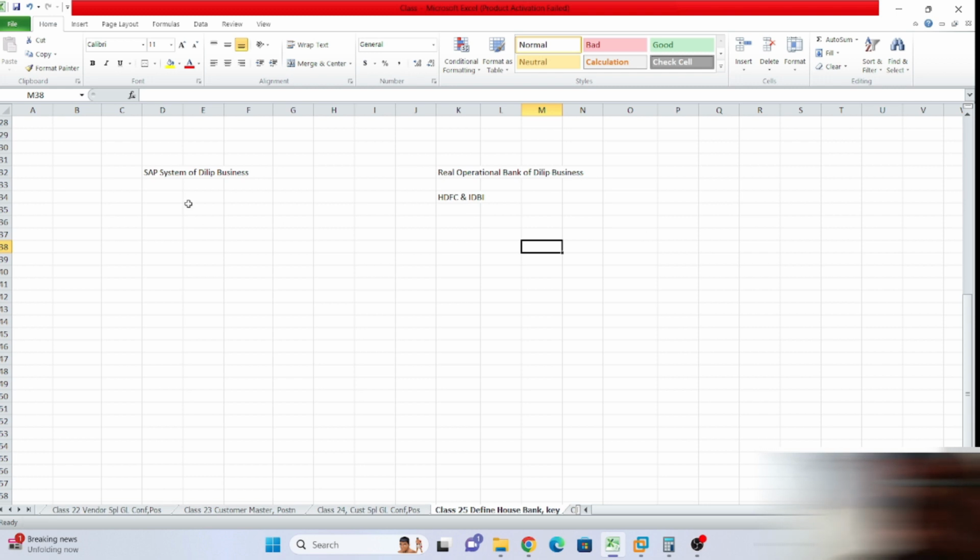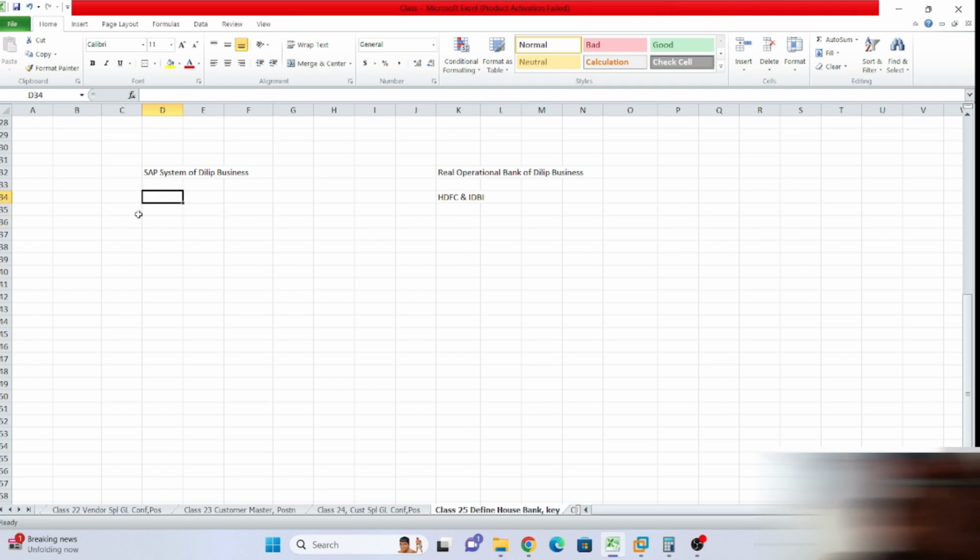But how will the SAP system understand how much money has come in and how much money is going out for vendors? Dilip business has gone to the real operational bank and opened these two bank accounts there. But how will the SAP system understand? For this, a house bank should be created in the SAP system, a separate house bank. It should be created in the SAP system also.